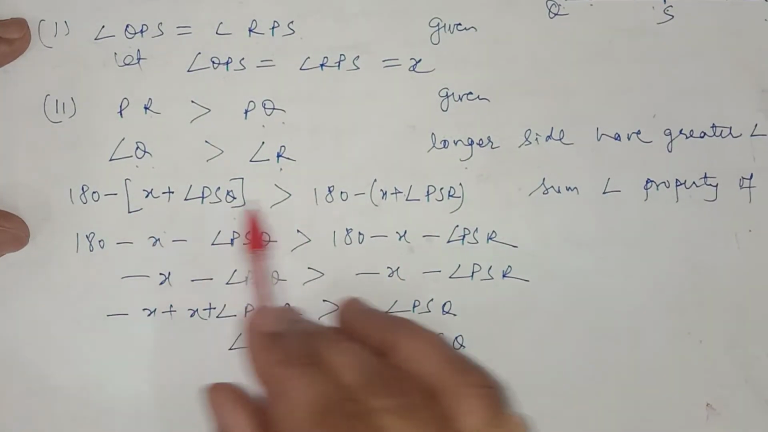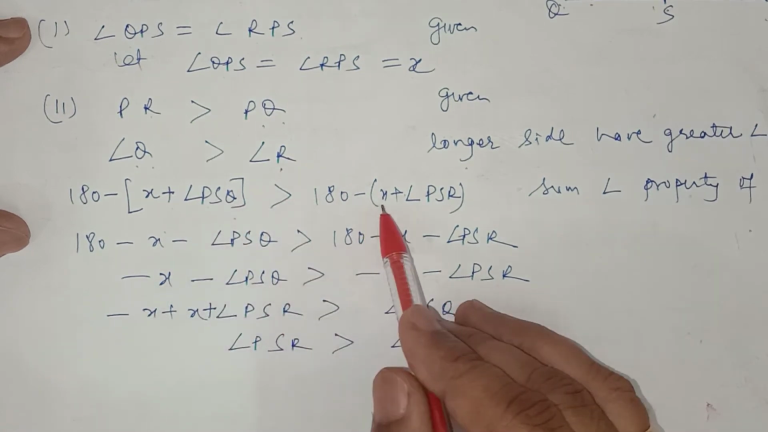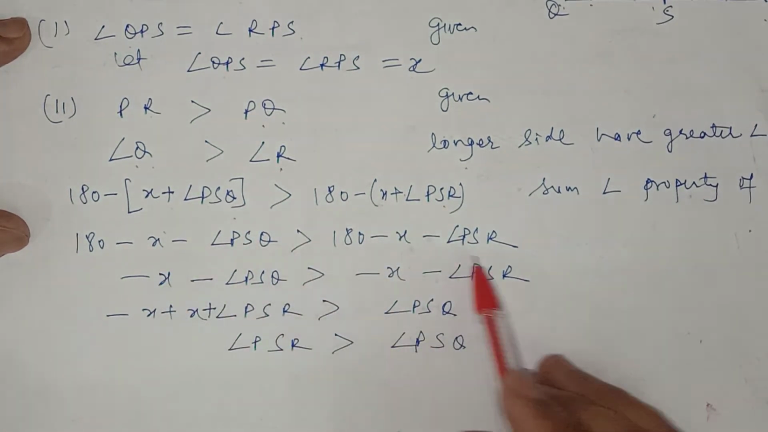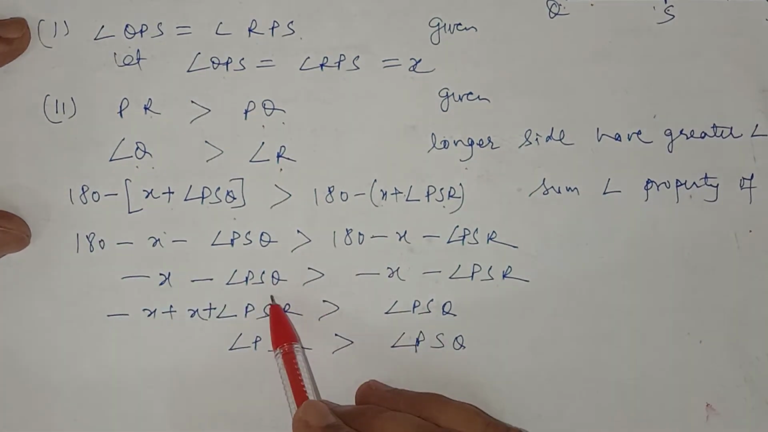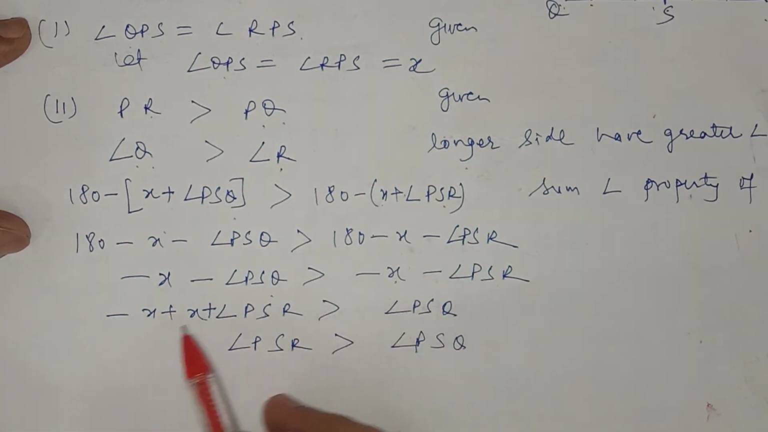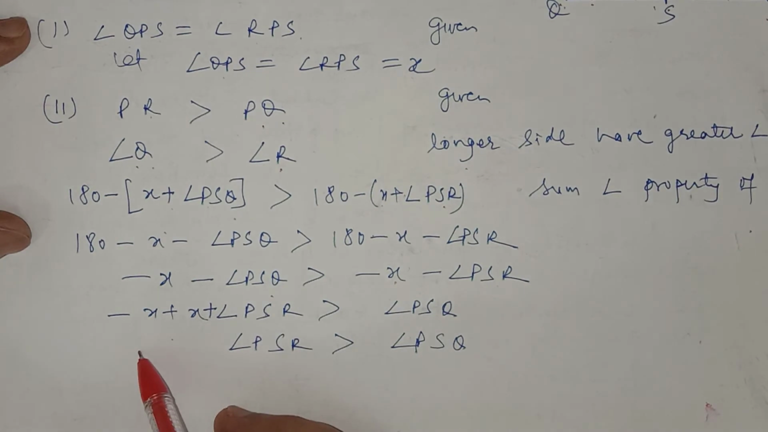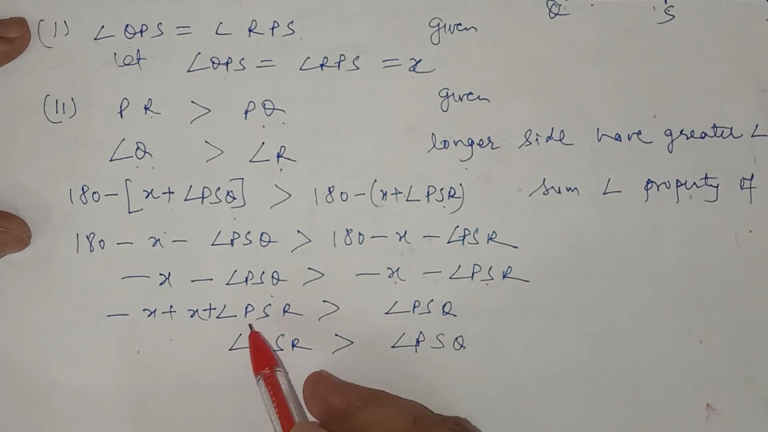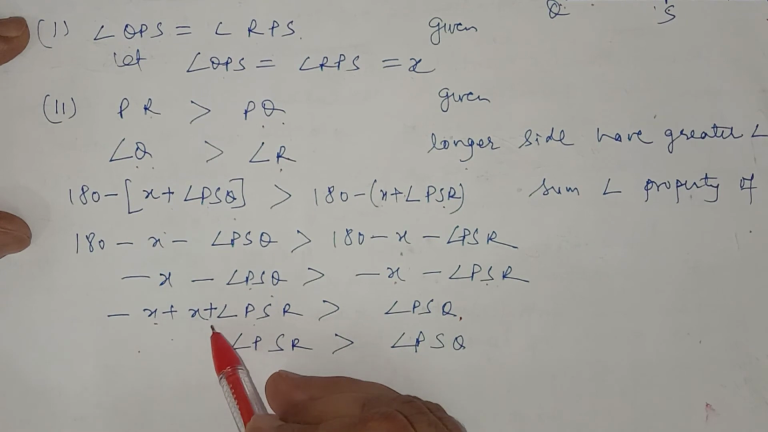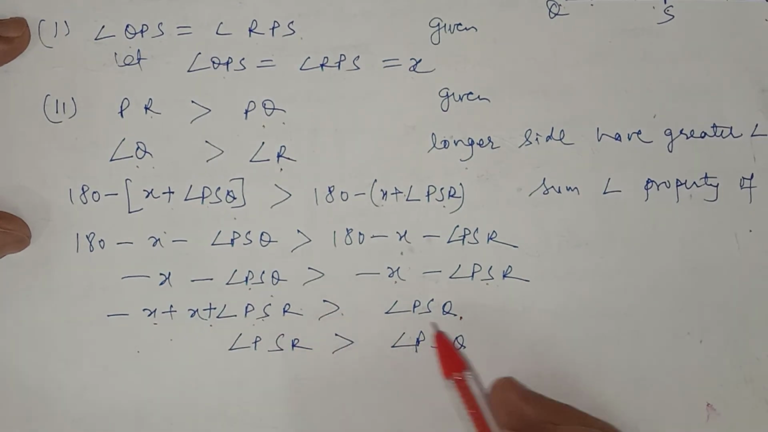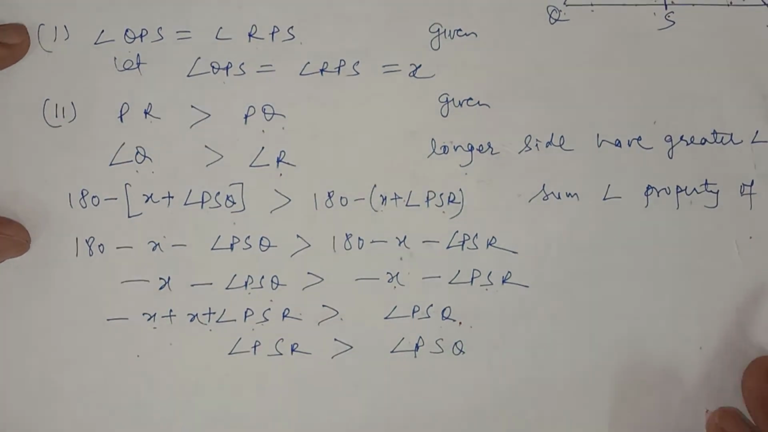Now after this, open the bracket, minus X minus PSQ, and simplify using the rules of mathematics. 180 will be cancelled out with 180 degrees. Take X to the left hand side, so X will be cancelled out with this X, and PSR I have taken to the left hand side, PSQ I have taken to the right hand side. I am trying to make all the terms positive by changing the side of this inequality. So X will be cancelled out with this X, and PSR is greater than PSQ. This you have to prove.